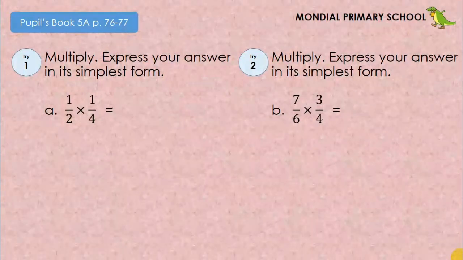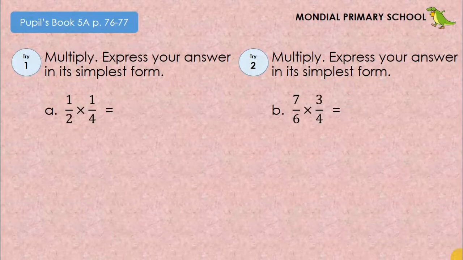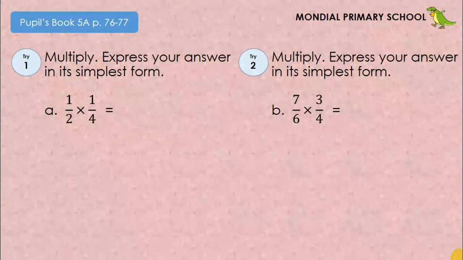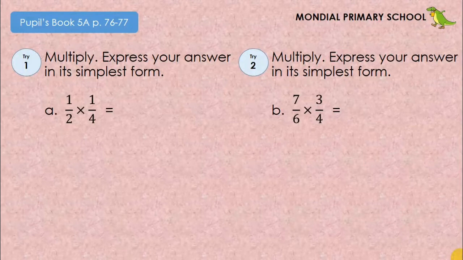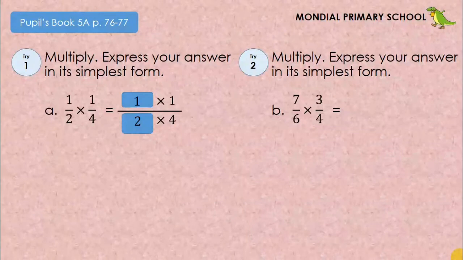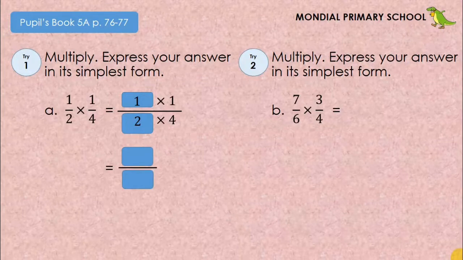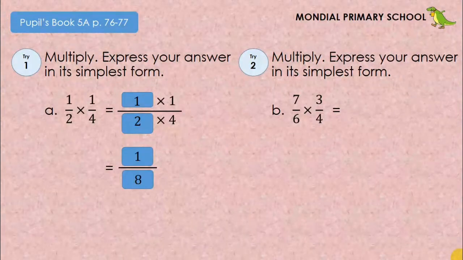Look, we have two proper fractions. 1 out of 2 and 1 out of 4. What should we do with the fractions? Exactly. You can directly multiply the numerators together and the denominators together. So, what is 1 times 1? 1. Nice. Next, what is 2 times 4? 8. Brilliant. So, what is the product of 1 out of 2 and 1 out of 4? 1 out of 8.